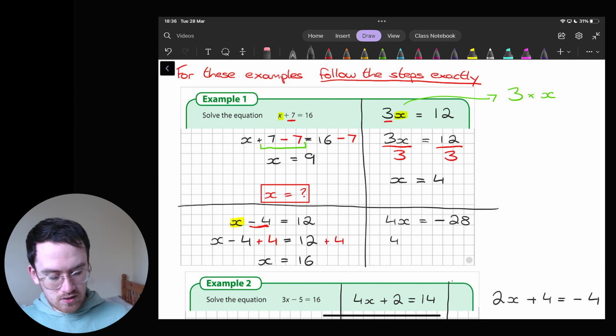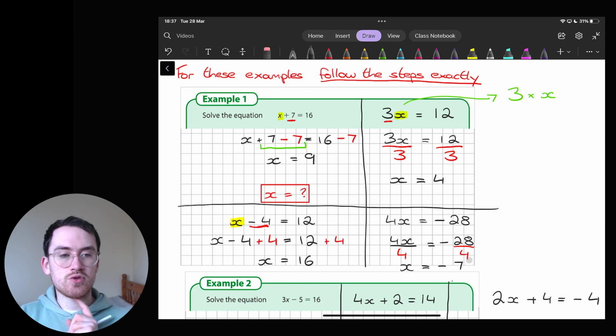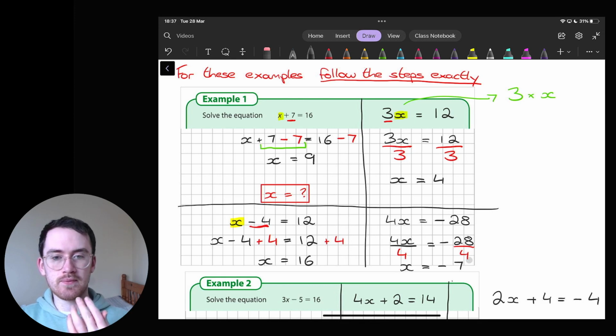Next example here, 4x, I'm going to divide by 4, but I can't just divide that side by 4, I have to also divide the other side by 4, and here we have to be careful of our signs as well. So I get x is equal to minus 7, because a negative number divided by a positive number gives me a negative number, gives me minus 7.